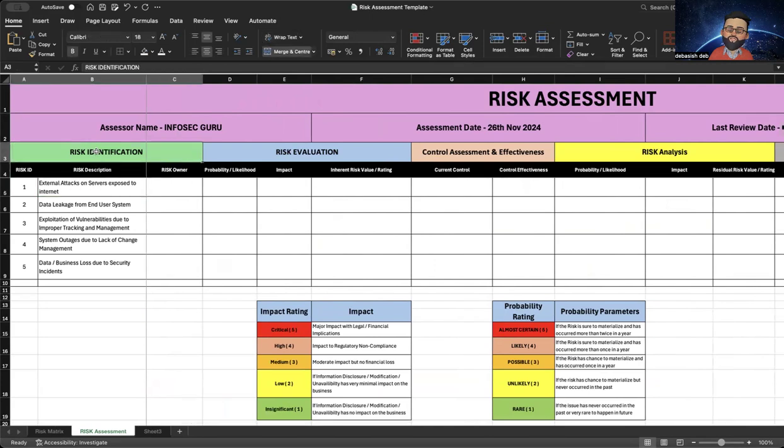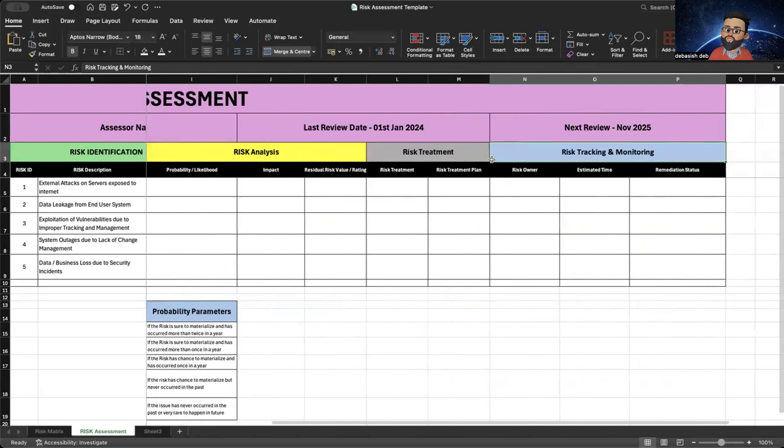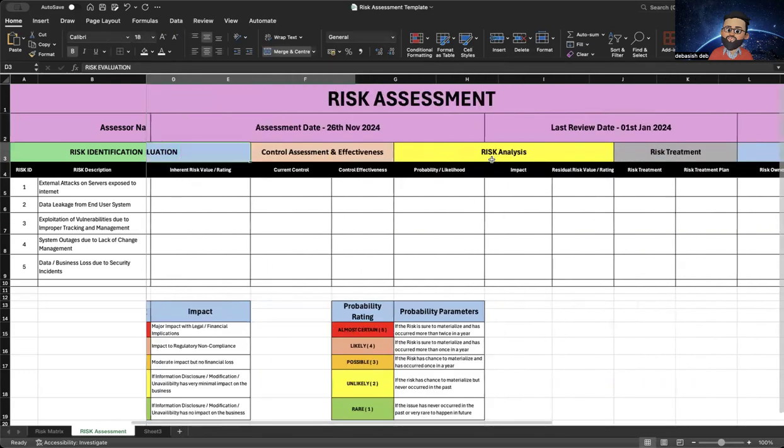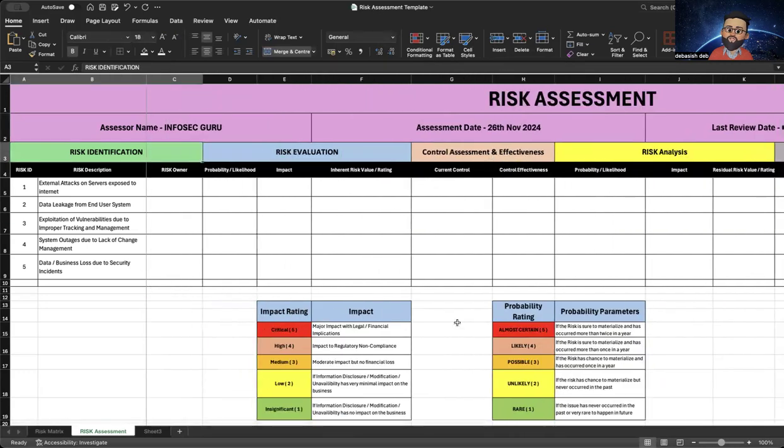So the first part is risk identification, then we'll perform the risk evaluation, then the control assessment and effectiveness. Then we will do the risk analysis, risk treatment, and risk tracking and monitoring. So we'll go through all the phases of risk management. If you are still unaware of the phases of risk management, go watch my previous video.